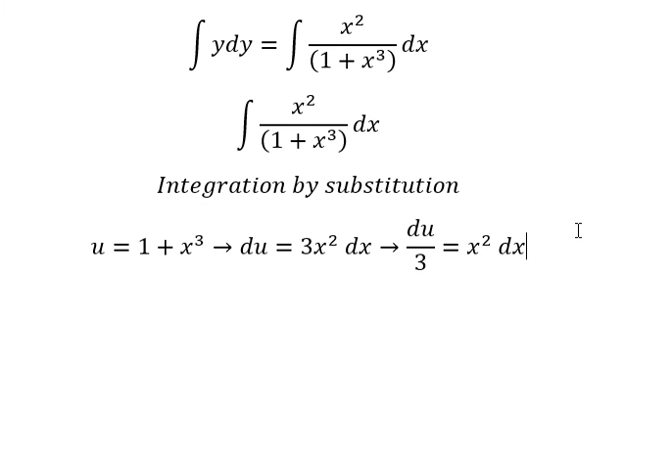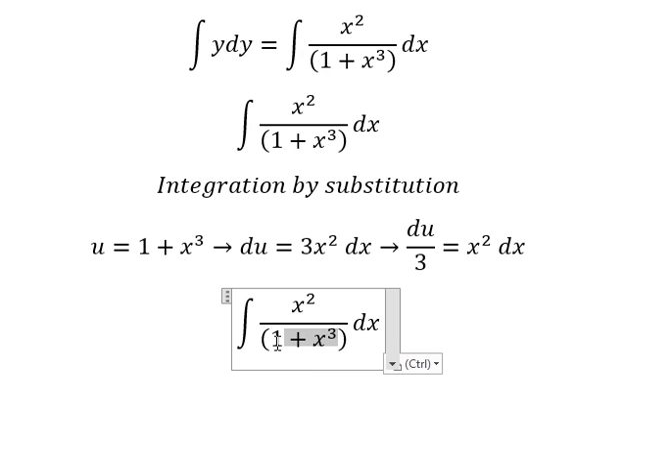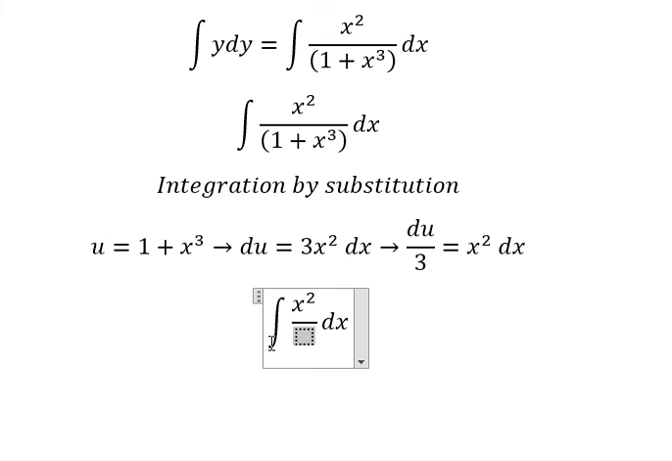So this one we change by du. s squared dx we change by du over number 3.